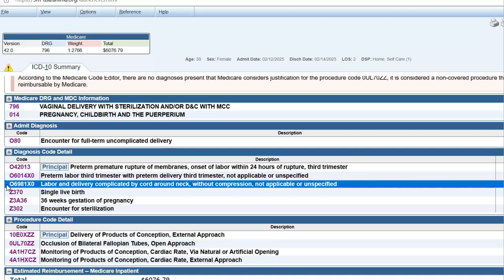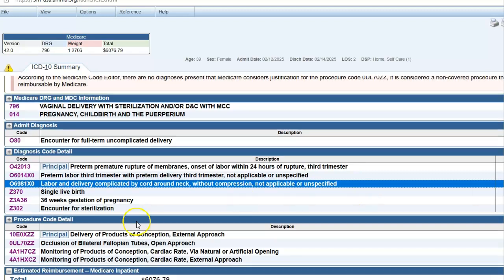Then we have our 3 Z codes, right? The outcome of delivery. So what came out of mom when she delivered? Well, she delivered one baby who was alive. So that is Z37.0. Then we have to show how far along in the pregnancy she was, which she was at 36 weeks. That's the Z38.36 for the weeks of gestation. Then we have to say, oh, by the way, she desired sterilization. So that's the Z30.2.